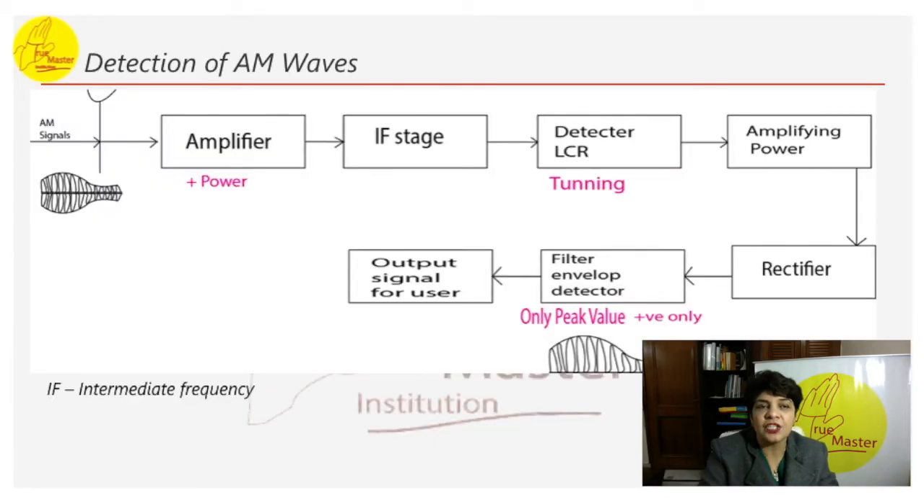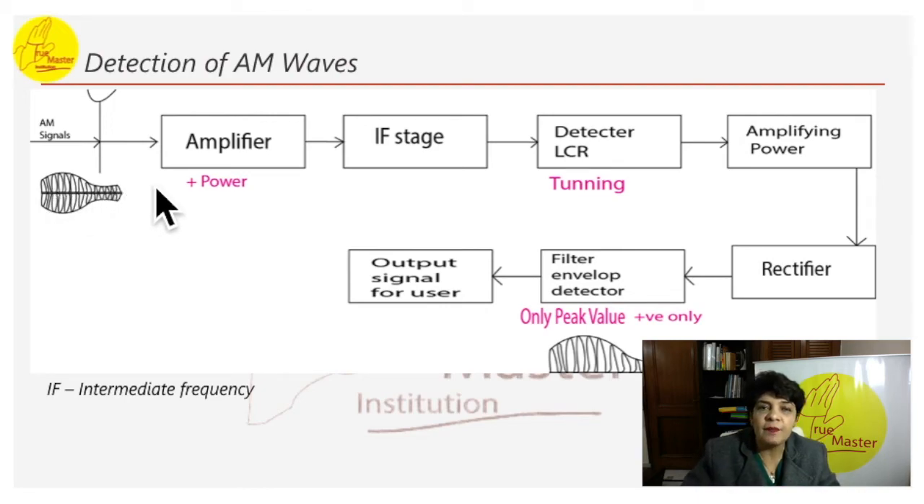Now comes the detection of AM wave, receiving of AM waves. How is it received? Here, this is the antenna. Antenna has got an LCR, which is going to do the tuning with its own frequency. So when different waves come, it's going to select because of the LCR, which is for itself, and it's going to take that wave. This wave which is coming in, it's going to receive it.